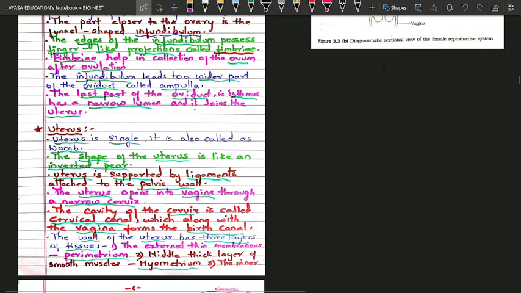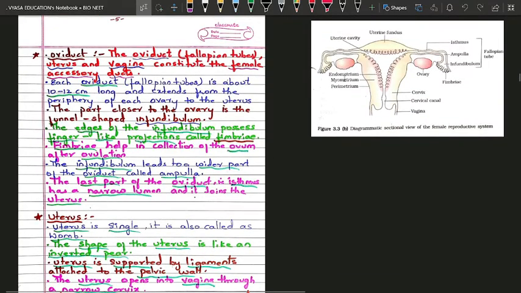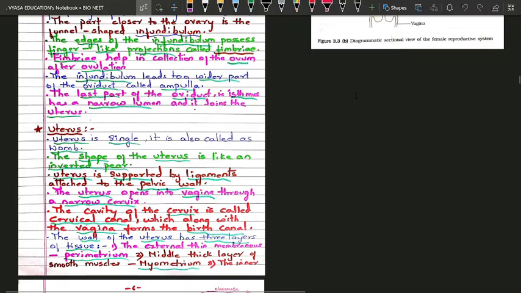The wall of the uterus has 3 layers. Endometrium, myometrium and perimetrium. Perimetrium is the outside layer. Myometrium, myo, the name itself suggests that it is muscle. It is made up of muscles. Endometrium, endo means inner, so it is attached to the uterine cavity.